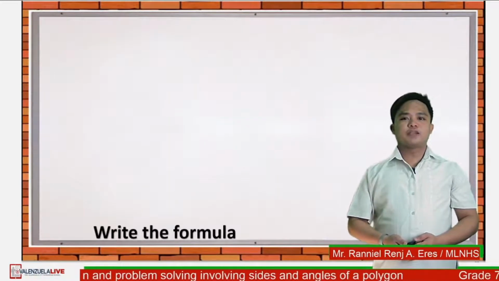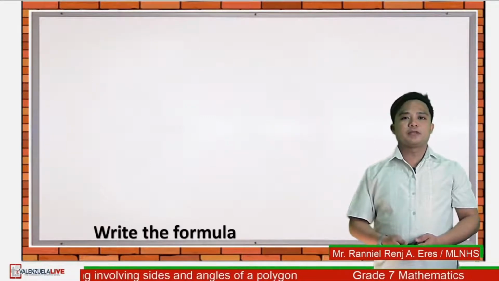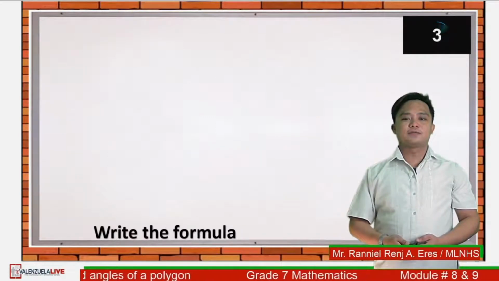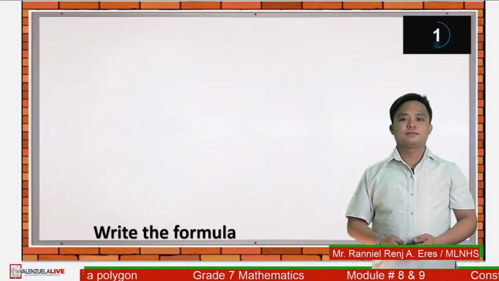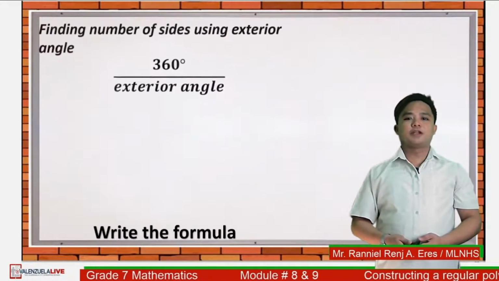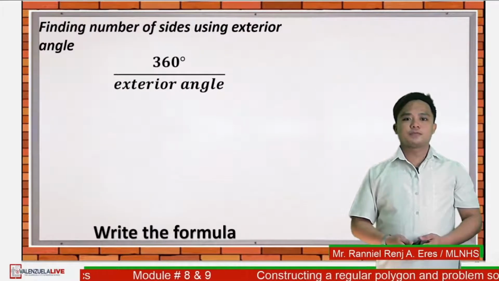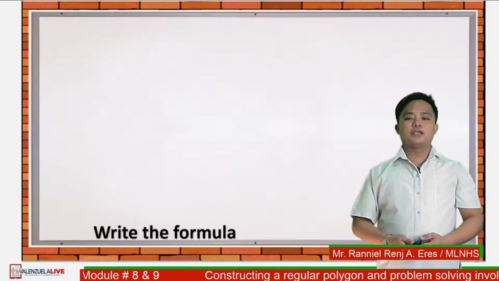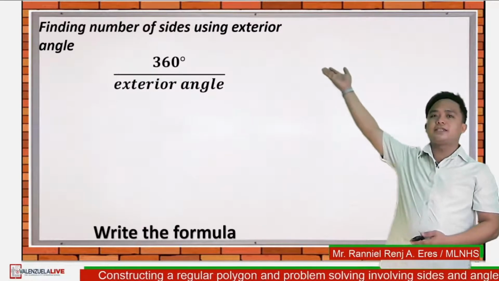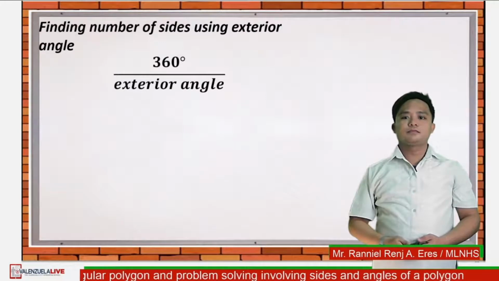Next step is write the formula. Okay, I will give you 5 seconds just to comment the formula that we need to use. 5 seconds starts now. Okay, so since we are looking for the number of sides of a regular polygon, we will use the number of sides using the exterior angle. So we will use this formula, 360 degrees divided by the measurement of the exterior angle.